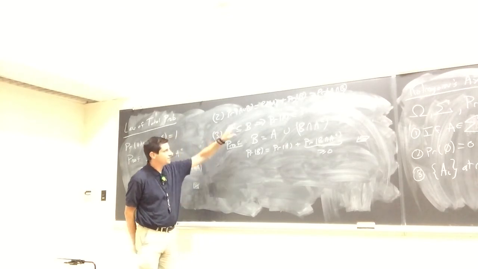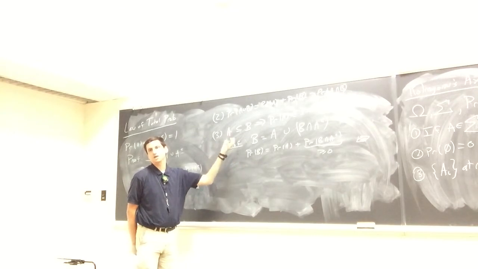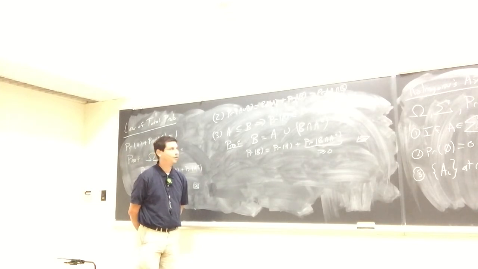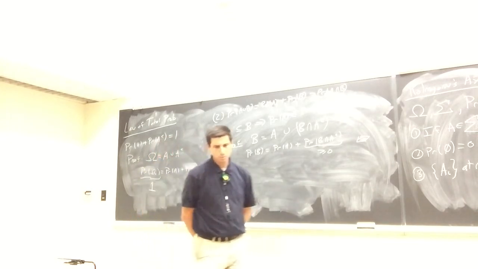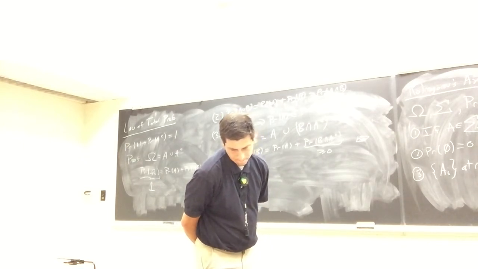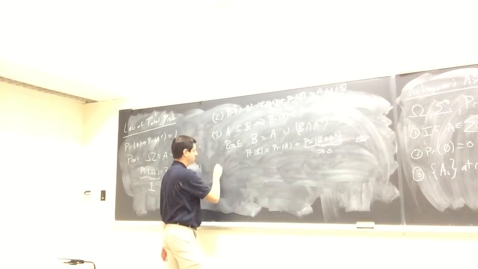So we don't need to have a separate axiom that subsets have smaller or equal probability than the superset. It follows from our axioms. And then there's one more. I'm not even sure it's worth writing down, but I did last year.